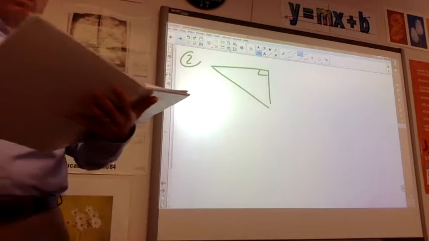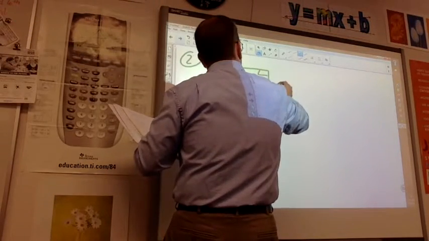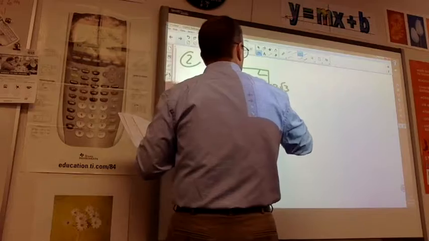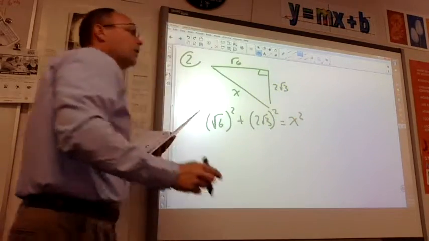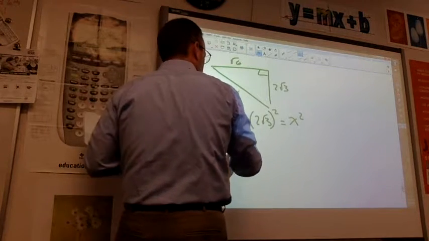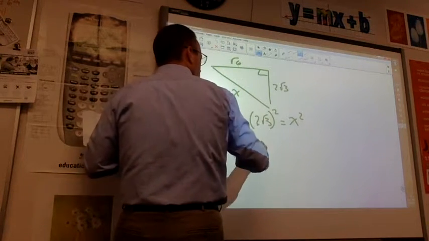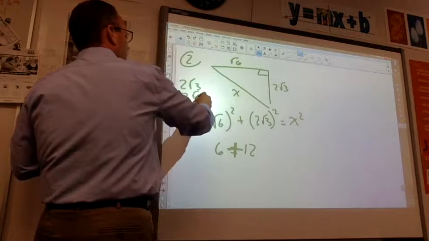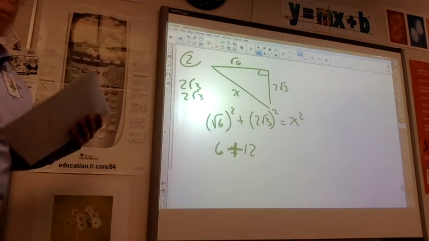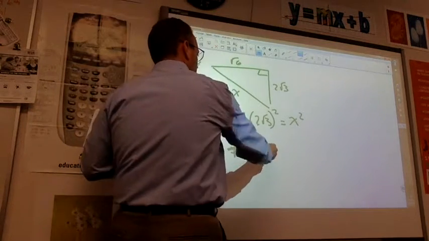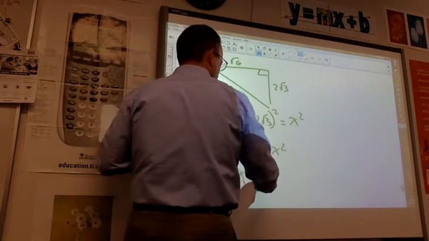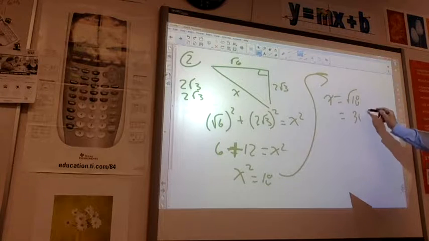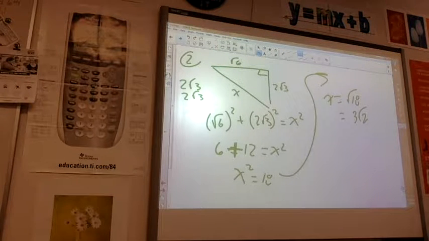Pythagorean theorem works. I guess the main thing to realize on Pythagorean on this one is this. So you have root 6 squared plus 2 root 3 squared equals x squared. So you have to remember that's 6 plus 4 times 3, so that's 12. Does everyone see why I get 12 there? The reason is I have 2 root 3 and 2 root 3. So you multiply root 3 times root 3 to get 3, 2 times 2 to get 4, so 4 times 3. And then that equals x squared, so x squared equals 18. X equals root 18, which is 3 root 2, I believe. Cool? Guess what? 7.